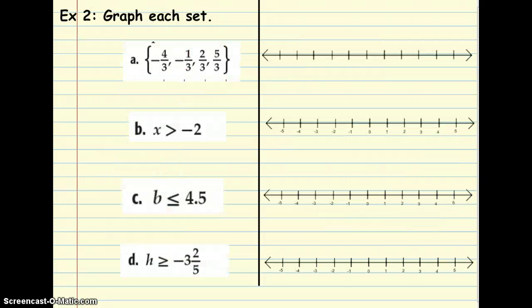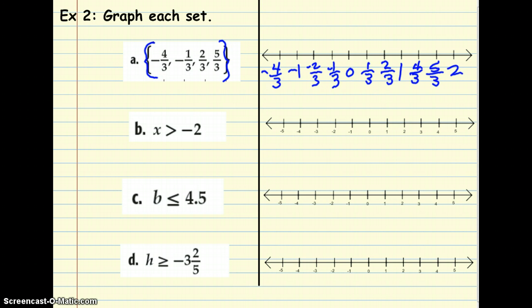So let's look at this next example. We're going to take a look at these lists of numbers and we're going to graph each set. This first one, I notice in this set notation, these little brackets here make this what we call set notation. And I see that all of my fractions here are thirds. So what I'm going to do is number my number line with fractions of thirds. 5/3, 6/3 would be 2. And I'm going to place a dot at each of those numbers.